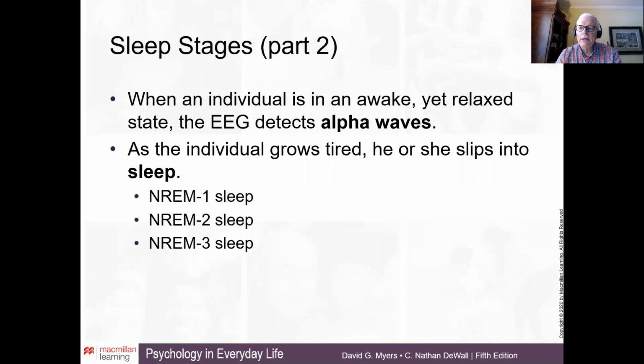There are 3 stages of non-REM sleep, each stage a little deeper than the one before it. And then, after we've gone through these 3 stages of non-REM sleep, we tend to come up out of those stages and go into the stage of REM sleep when we dream.